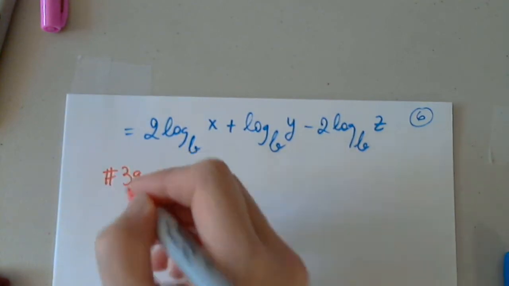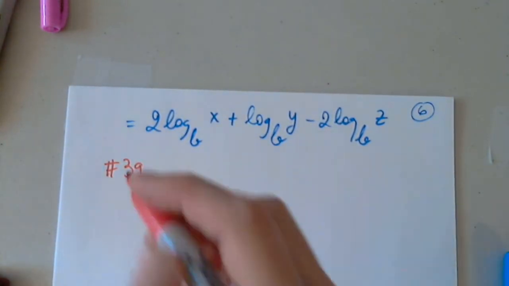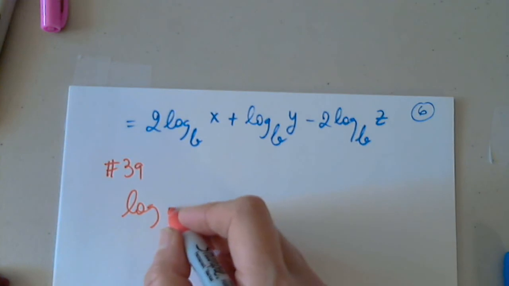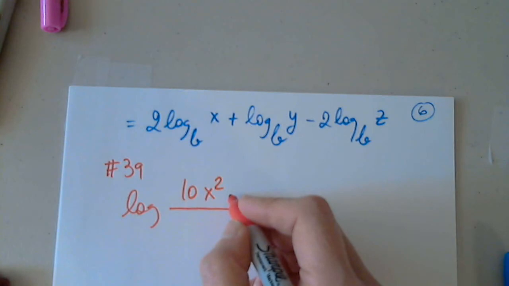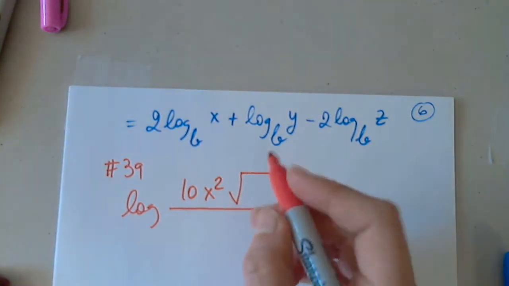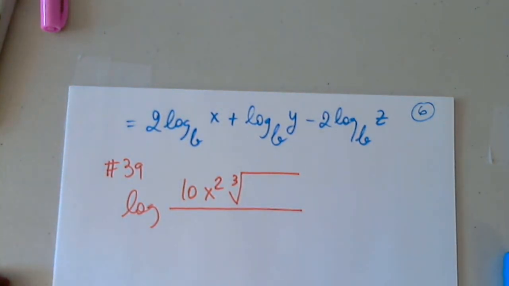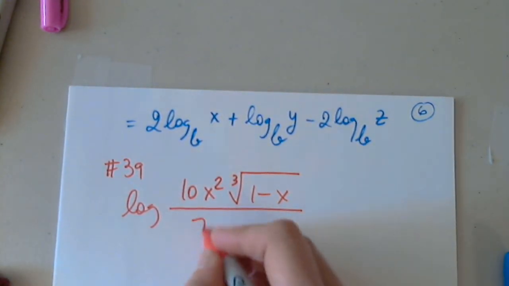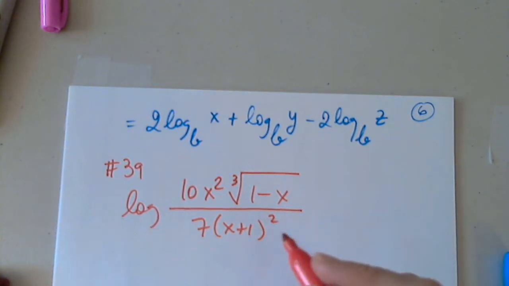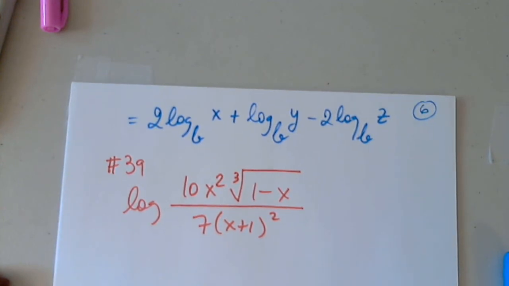39. Where are you? 39. Yes. Log applied to. The top has 10x squared. It has this, I think it's the cube root. My devices, as you know, are so far away from me. I think I see the cube root. Is it? Over 7 x plus 1 squared. Did I copy the correct problem? Yes. Okay, perfect. So now, first of all, I would like to show you a little bit of a shortcut.